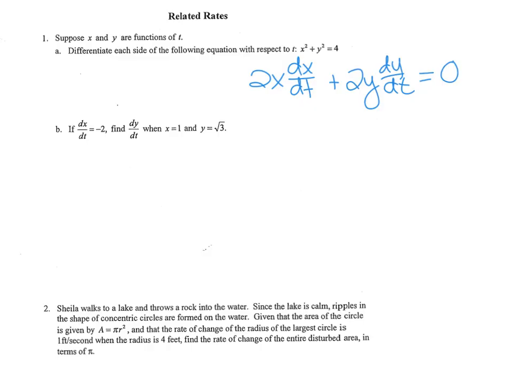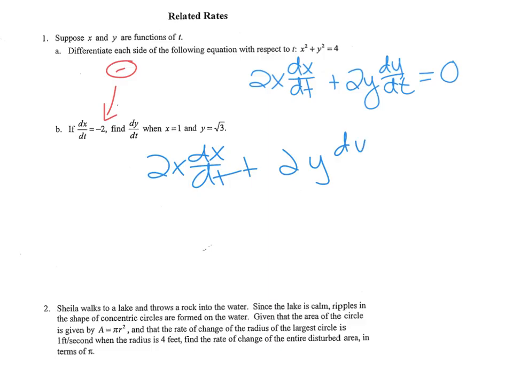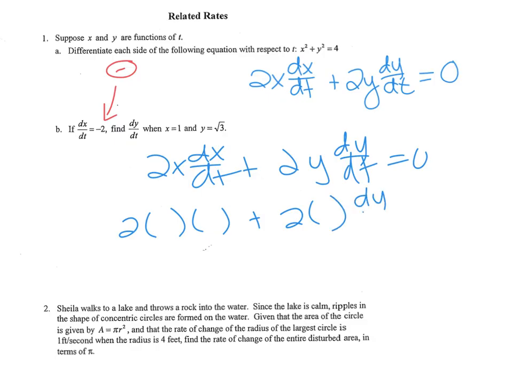So for part B, imagine you were given that dx dt equals -2, and I'm going to point something out: if something has a negative rate of change, that means it's decreasing. We're asked to find dy dt when x is equal to 1 and y is equal to the square root of 3. Well, we're going to go back to the equation that we just wrote above, and I'm just going to rewrite it: 2x dx dt plus 2y dy dt equals 0. I'm simply going to plug in what I know and solve for what I don't know, and in this case I'm going to solve for dy dt.